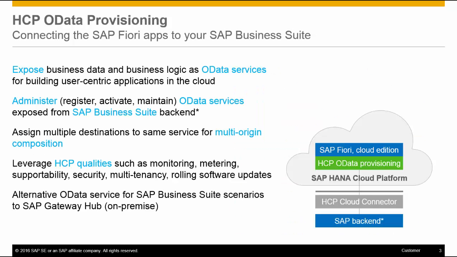Before we get started, I wanted to briefly give you an overview of what SAP HANA Cloud Platform OData provisioning, or HCP ODP for short, is. So HCP ODP is offered as a service on the SAP HANA Cloud Platform as part of your license subscription for SAP Fiori Cloud Edition. The service enables you to use SAP Gateway OData services to extract data from SAP Business Suite systems so that this data can be consumed freely in the cloud.